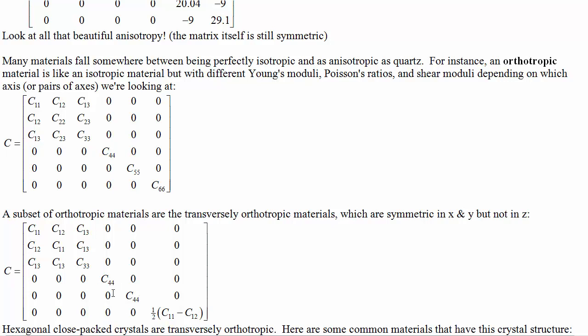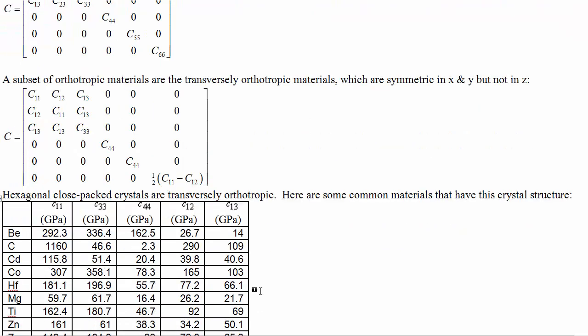So you see that the perpendicular to x and perpendicular to y shear terms are the same, but the z one is different, and then the x and y Young's moduli behave the same, but in z it's different. So here are some examples of this.